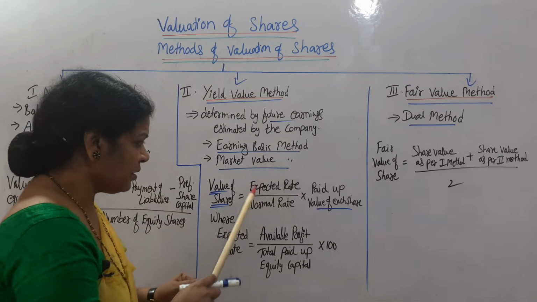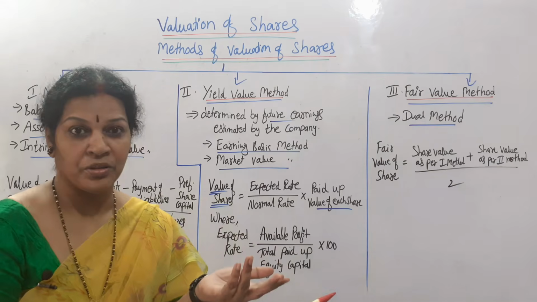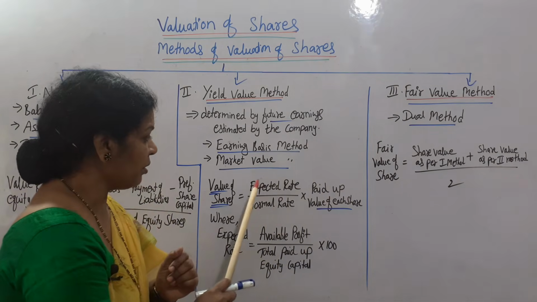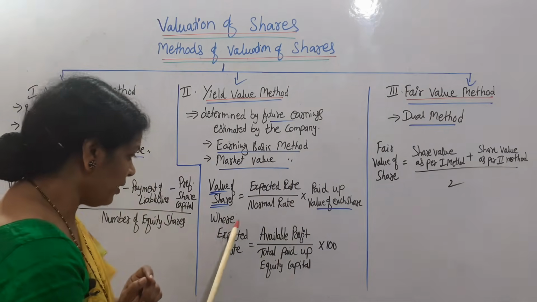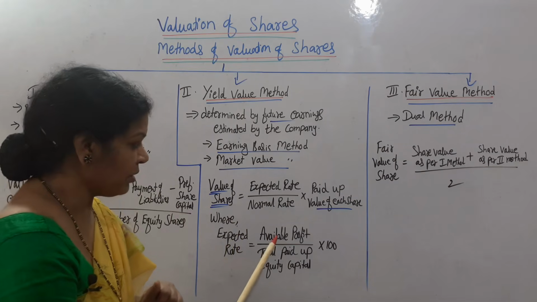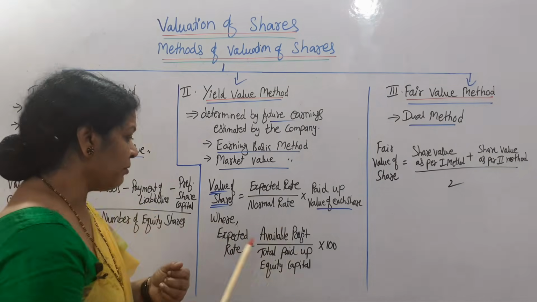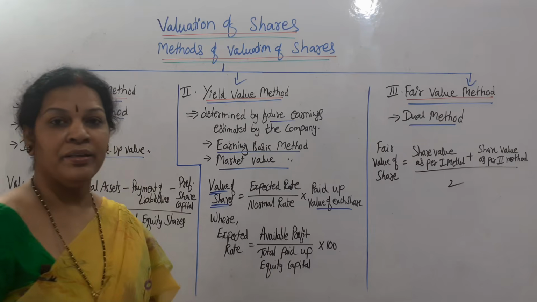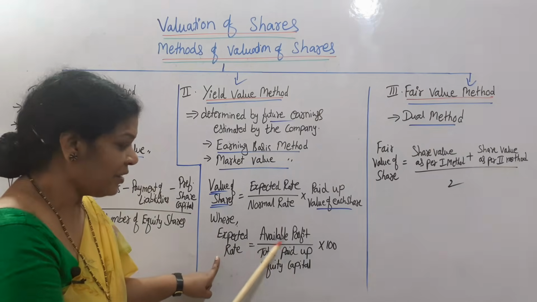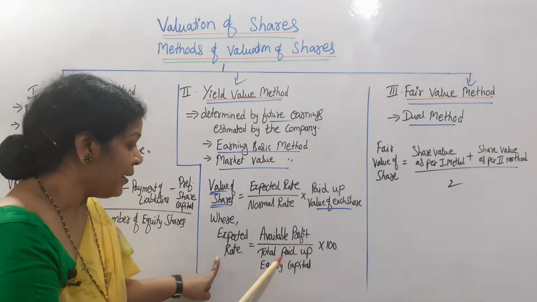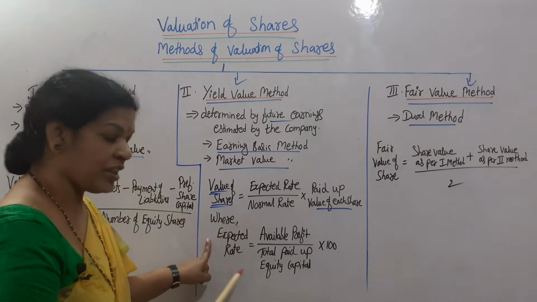Now here expected rate we don't know. Normal rate will be given in the problem, just like valuation of goodwill. What is this expected rate? We have to calculate this expected rate. There is a formula: available profit, whatever profit is given, divided by total paid up equity capital. Expected rate we want to know, for that, profit divided by total paid up equity capital into 100. So that you get the expected rate.